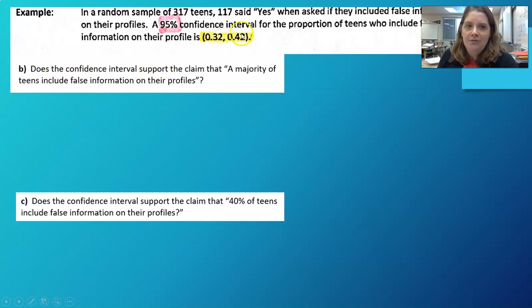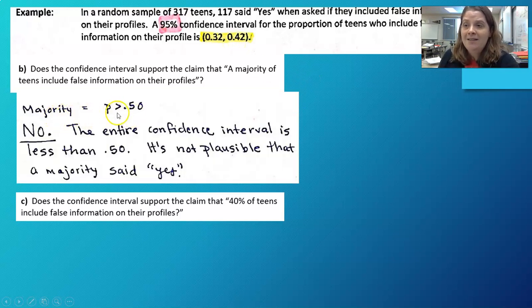Okay, follow-up question. Does the confidence interval, that's the 0.32 to 0.42, support the claim that a majority of teens use false information on their profile? Now, this goes from 0.32 to 0.42. That is less than 50%, so not really. A majority means that the true proportion needs to be bigger than 50%, so no. The entire confidence interval is less than 50%, so it's not plausible that a majority said yes.